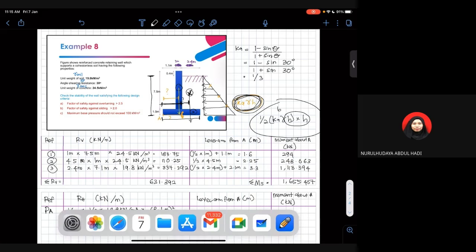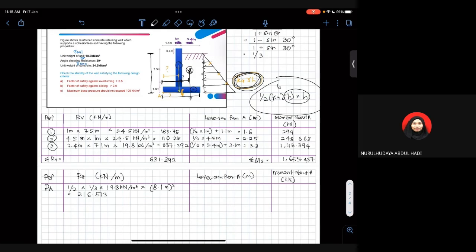216.513 and lever arm dia since gradually increase, therefore dia punya centroid, padam semua ni, semak dekat sini lah. And it is 90 degrees. So jarak yang this one lah yang kita nak. 1/3 darab dengan H. Height of soil 2 which is 8.1 meter.